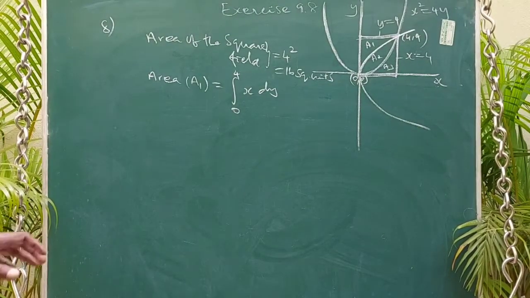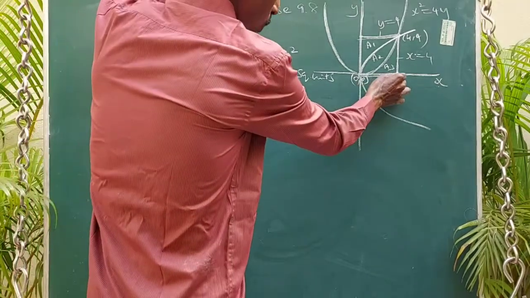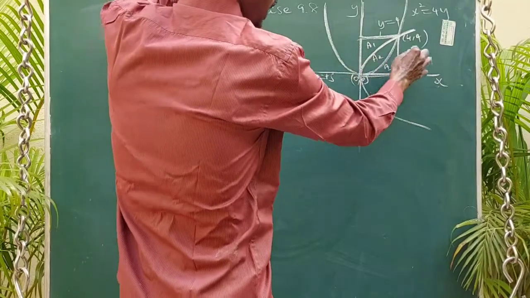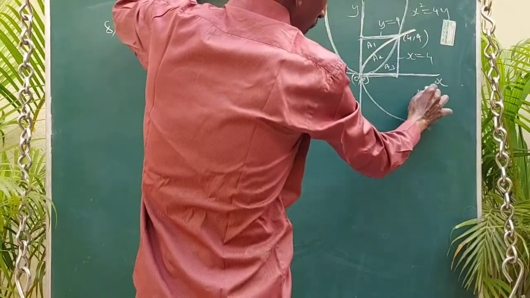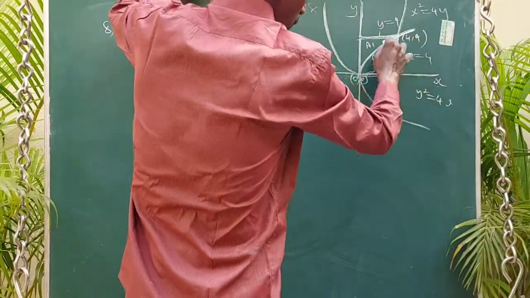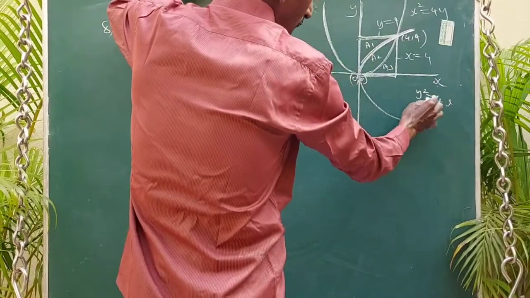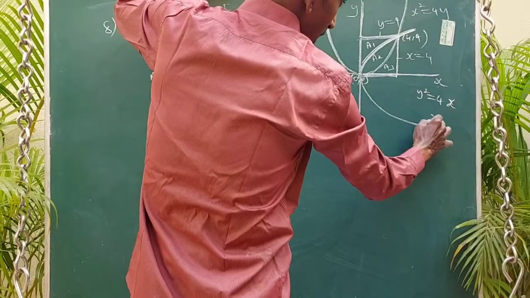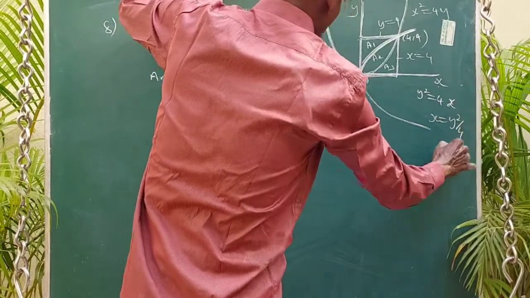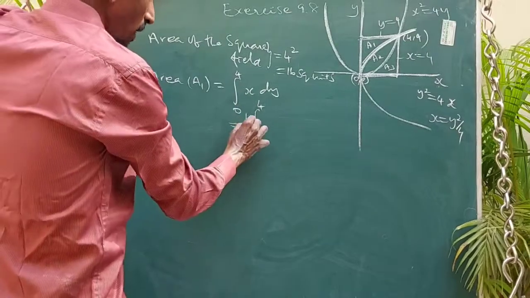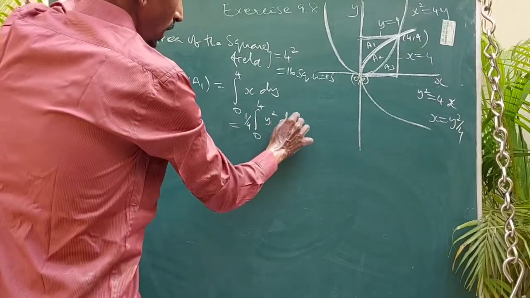Sorry my dear student, first A1 means the area between y equal to 0, y equal to 4 and this curve. What is this? y square equal to 4x. So we integrate x dy. What is x? x equal to y square by 4. So put it here: integral 0 to 4, 1 by 4 is a constant, y square dy.